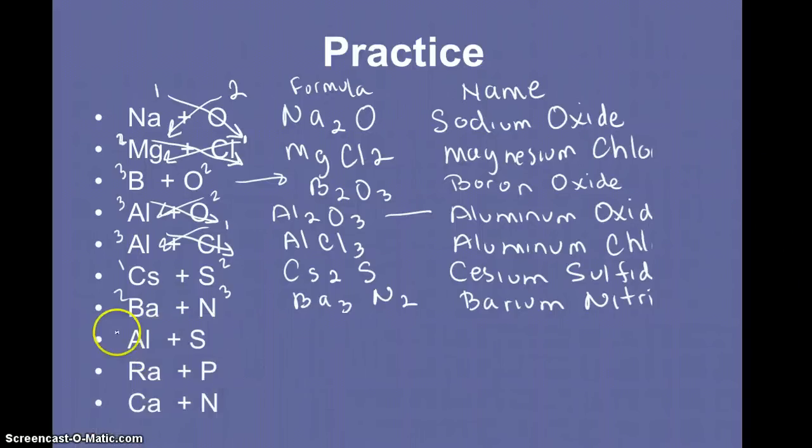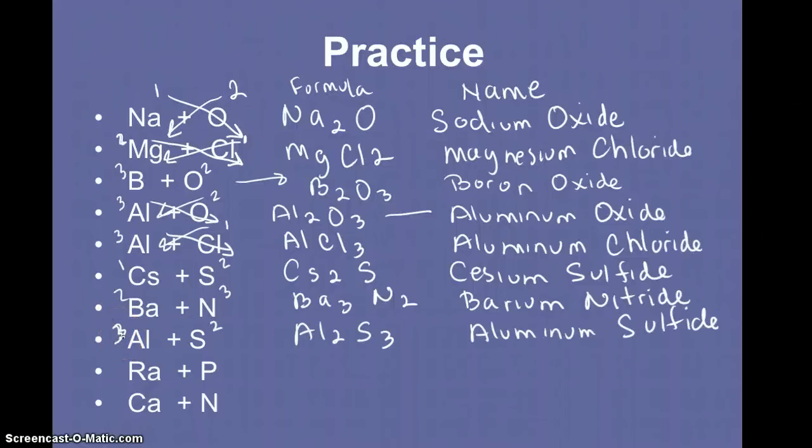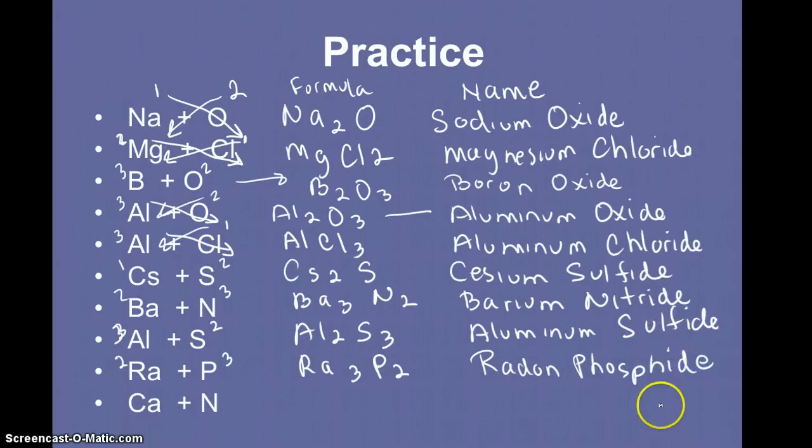I apologize. Okay, aluminum, oxidation state of 3. We already did that one, didn't we? Yes, we did. So radon has an oxidation state of 2. Phosphorus has an oxidation state of 3. Yes, they switch. Ra3P2. Easy enough. Radon phosphide. Very good. Last one, calcium. Oxidation state of 2. Nitrogen, oxidation state of 3. Yes, they switch.